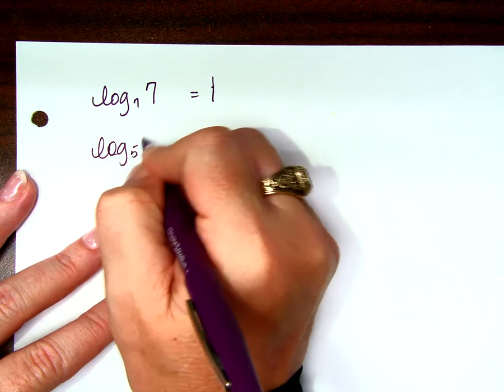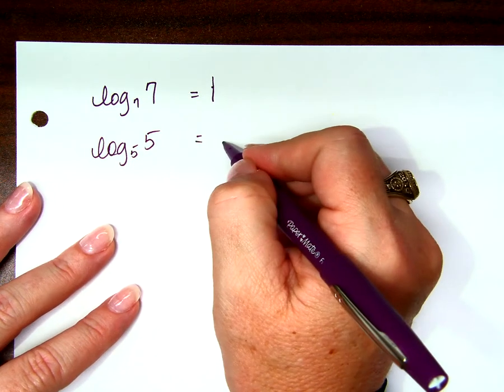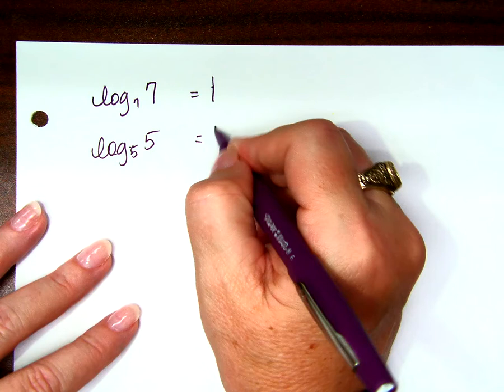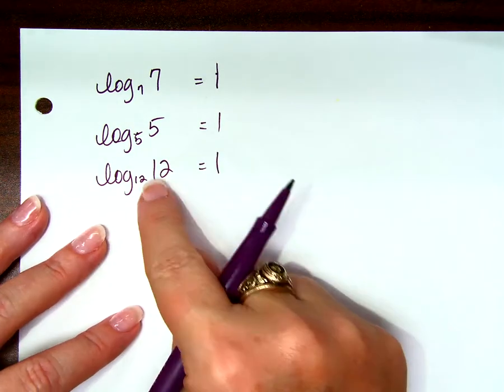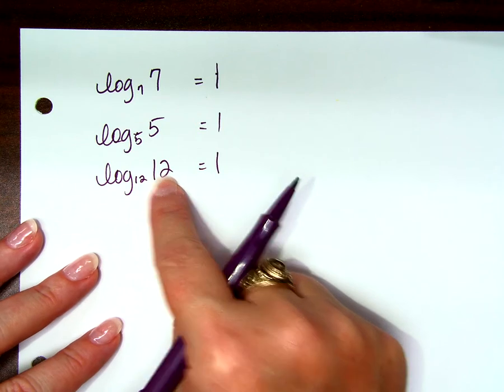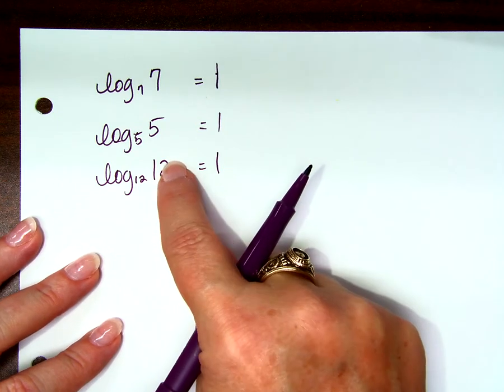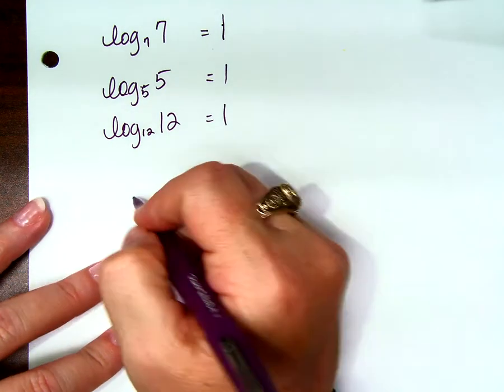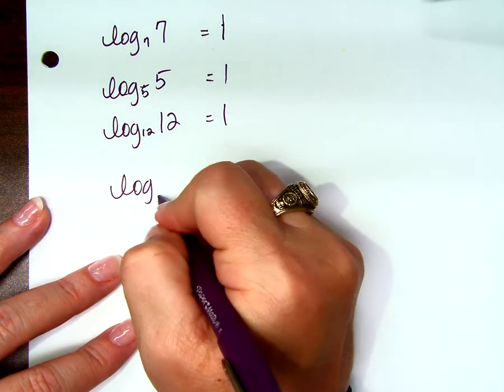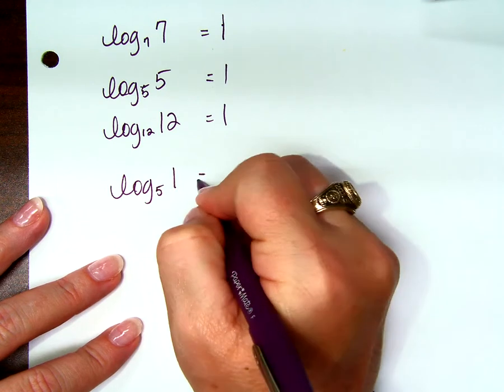So log base 5 of 5, what's that going to equal? 1. Log base 12 of 12, what's that going to equal? So anytime the base and the argument are the same, it's going to be 1 for the reason that the exponent is 1. Okay? Log base 5 of 1 equals what?